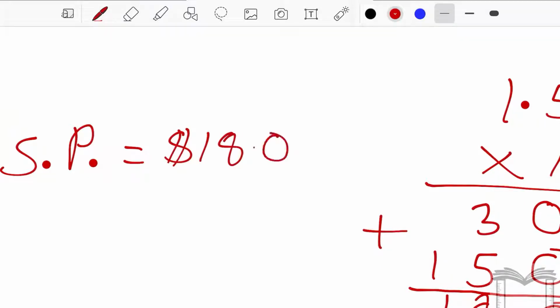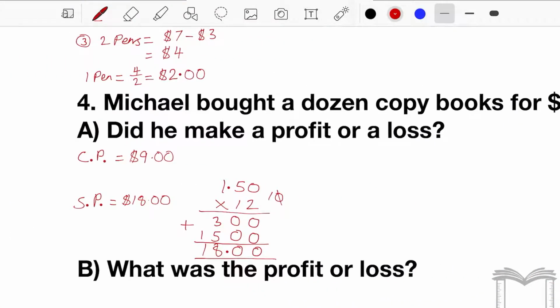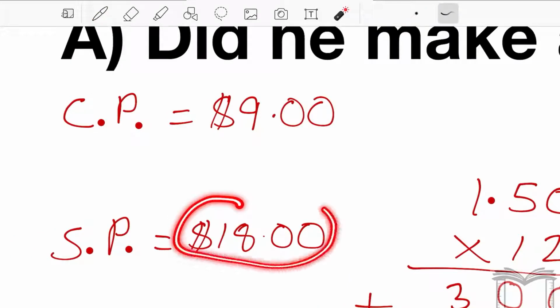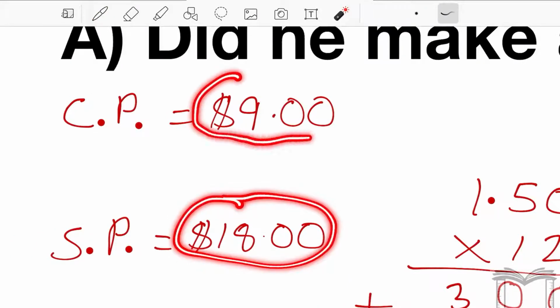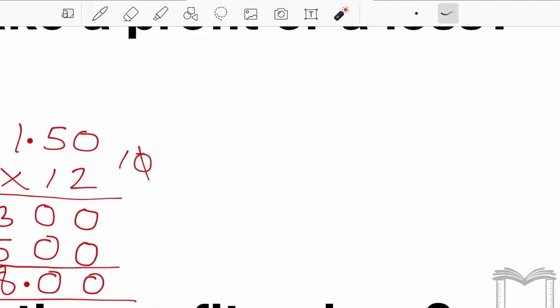And we know from before that the cost price is $9. So did he make a profit or a loss? We can see since the selling price is clearly higher than the cost price, he made a profit. So we can say yes. We have working to show that as well.